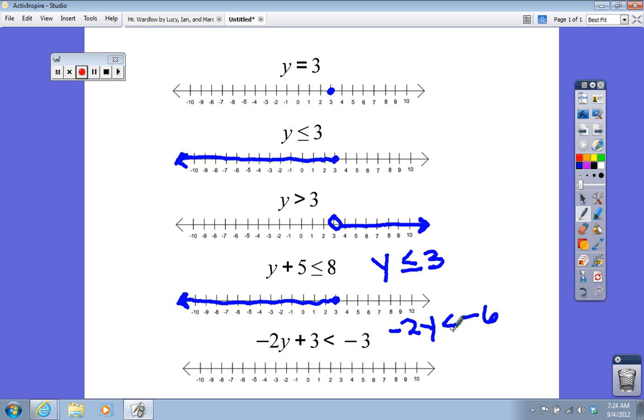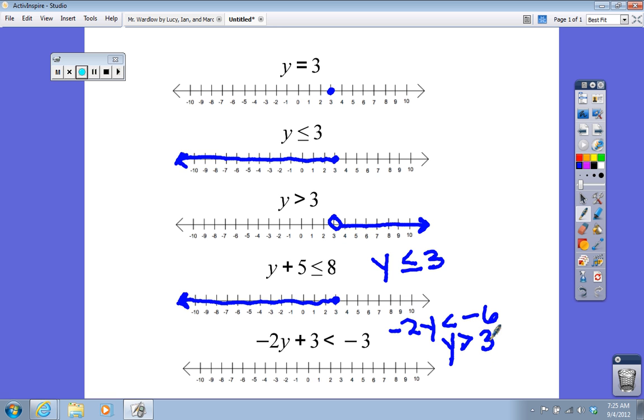Now here's where the flip comes in. Notice I'm getting ready to divide by negative 2. And in an inequality, whenever I'm going to divide or multiply by a negative value, I've got to flip the sign. So the first thing I want to do before I forget, I want to flip that sign. Look how it used to be less than, now it's greater than. And now I can go ahead and divide by negative 2. A negative 2 into a negative 2 makes a 1. So we have y is greater than, and then negative 6 divided by negative 2 is a positive 3.